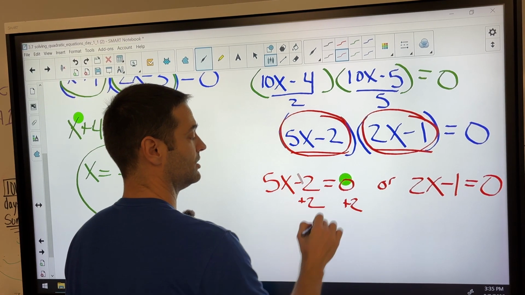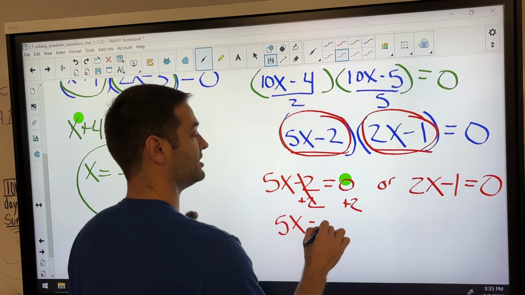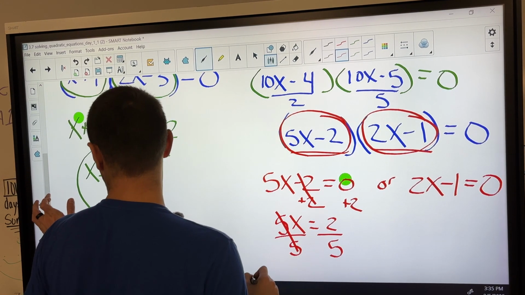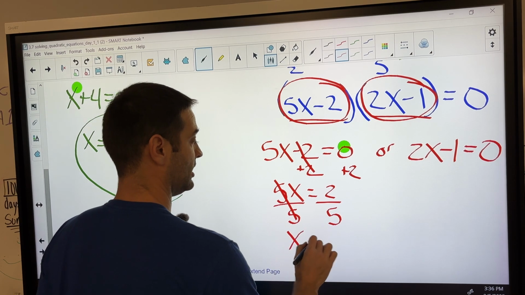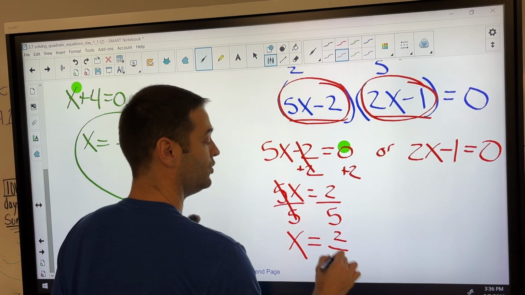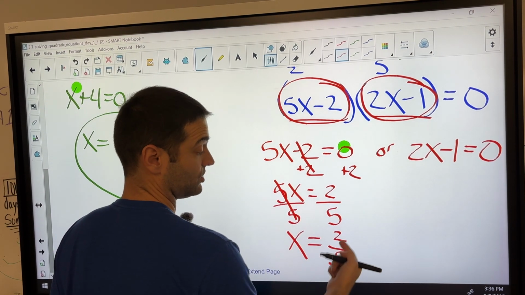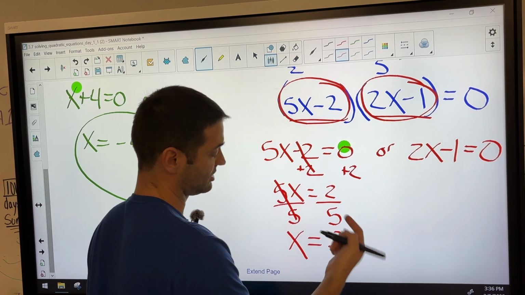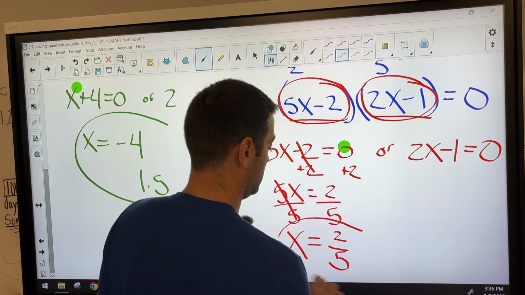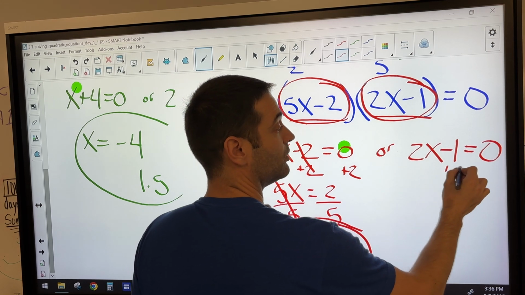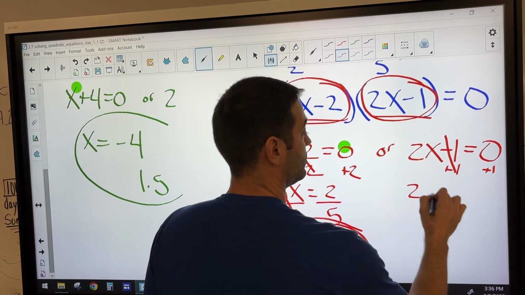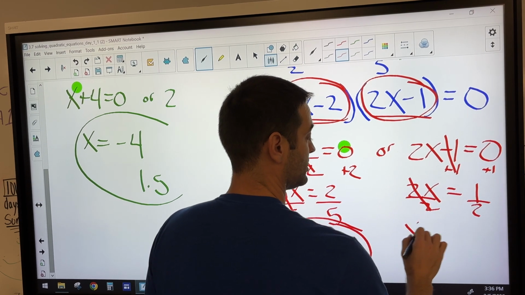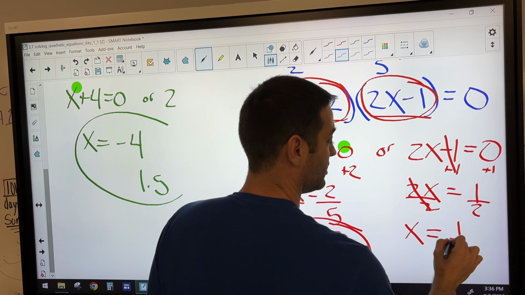Add 2. 5x equals 2. Divide by 5. We get x equals 2/5, which is 0.4. Yep, 0.4. You could do decimal or fraction. Or add 1. 2x equals 1. Divide by 2. X equals 1/2.